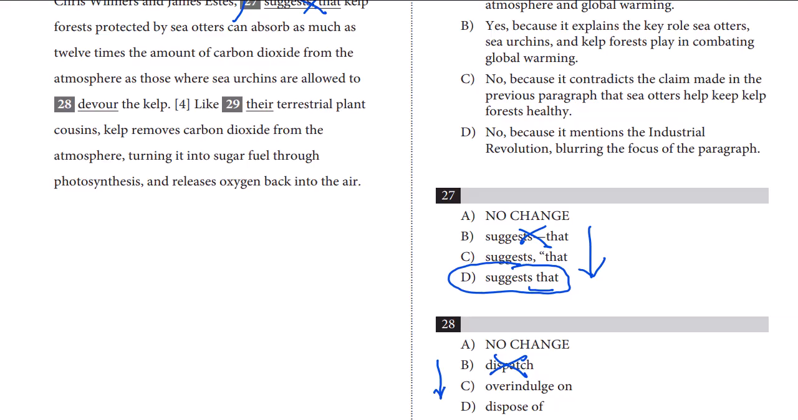Overindulge on kelp. That's a possibility. That is suggesting overeating. Well, that actually, as I think about it, that's the problem right there. Nothing says they're overeating the kelp. They're just eating the kelp, a lot of it perhaps. Disposing of, they're not throwing the kelp in the garbage. No, they're eating it, a lot of it. They're devouring it. That is the correct answer. 28 is A.